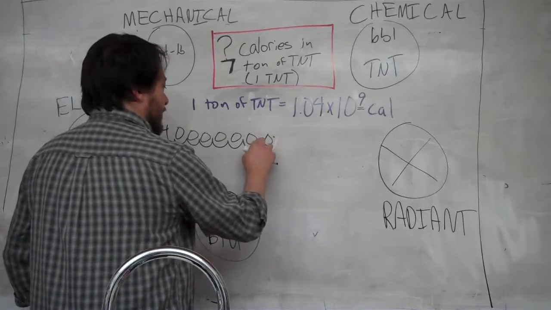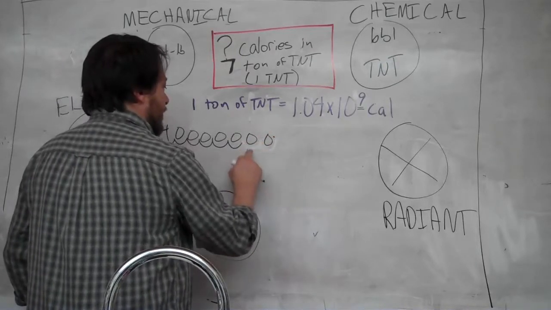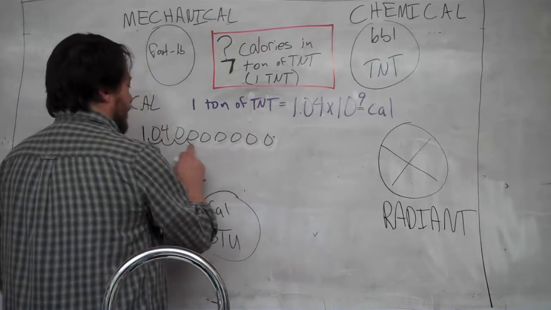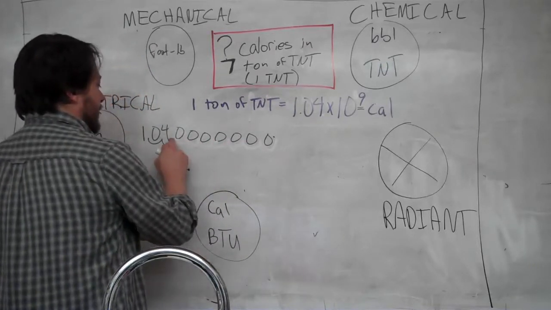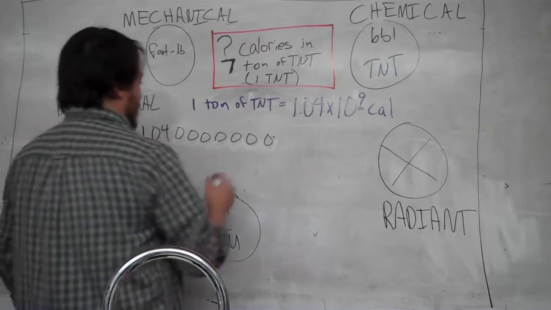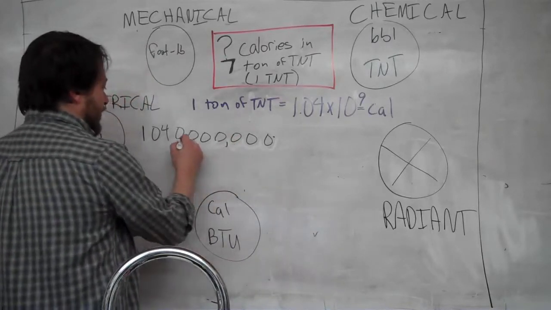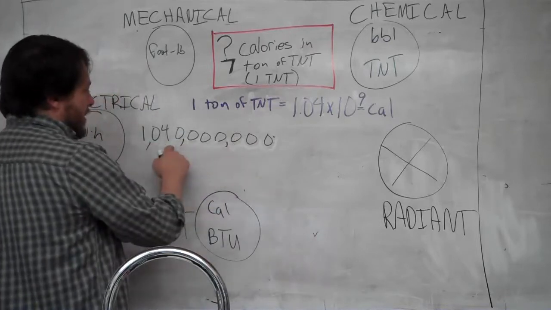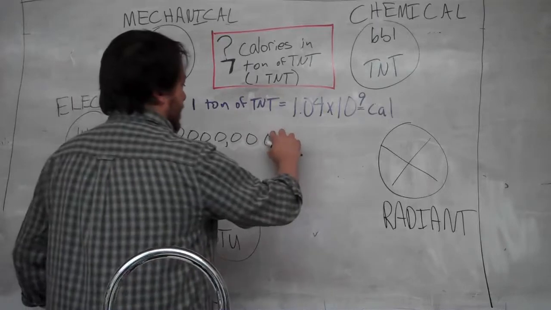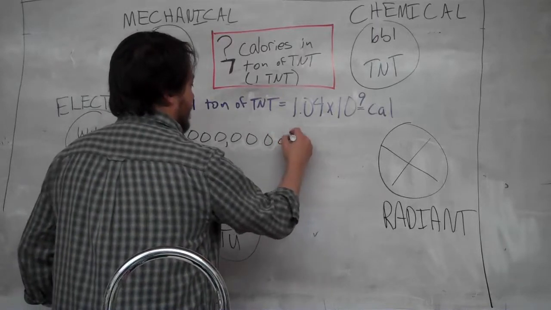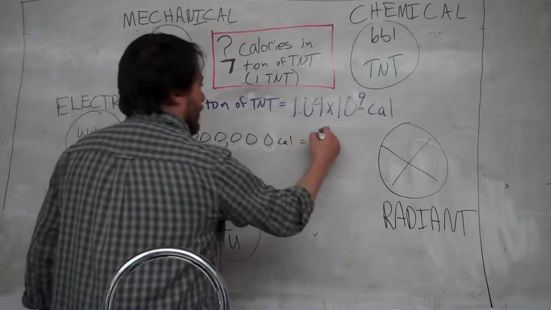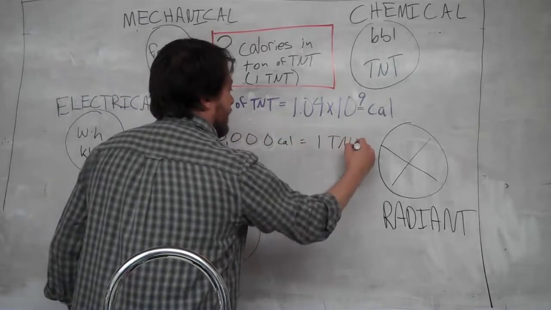And we'll erase these because it makes it irritating to look at. It's not as pretty and neat as I am accustomed to. Okay, so what does that give us? And then putting in the commas, that gives us 1,040,000,000 calories. Is what that means. Equals 1 ton of TNT.